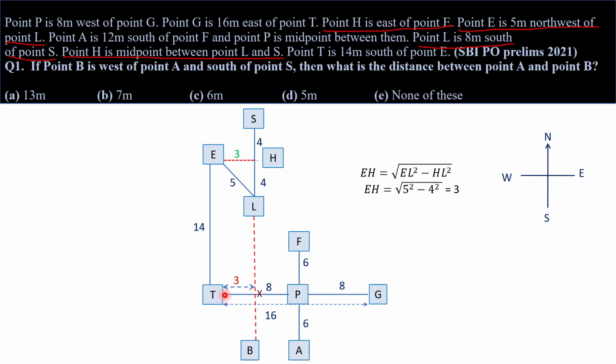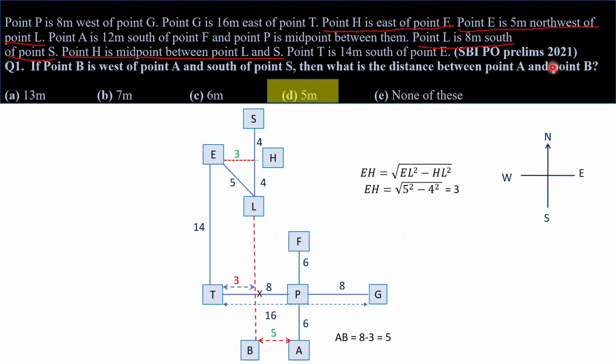So now we got the distance of TX. Now we can calculate the distance between XP. So XP will be equal to TP minus TX, that is 8 minus 3, which is 5 meters. So we have to calculate this distance AB, and AB is equal to 8 minus 3, which is 5 meters. This whole is 8 and this much is 3. So XP is 5 meters. So we got our answer as option number D, which is 5 meters. Okay, this question came in SBI PO Prelims 2021.